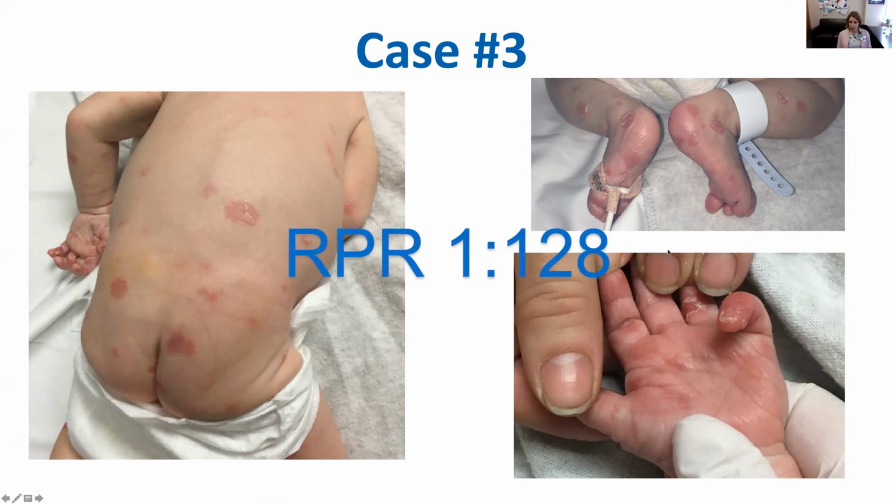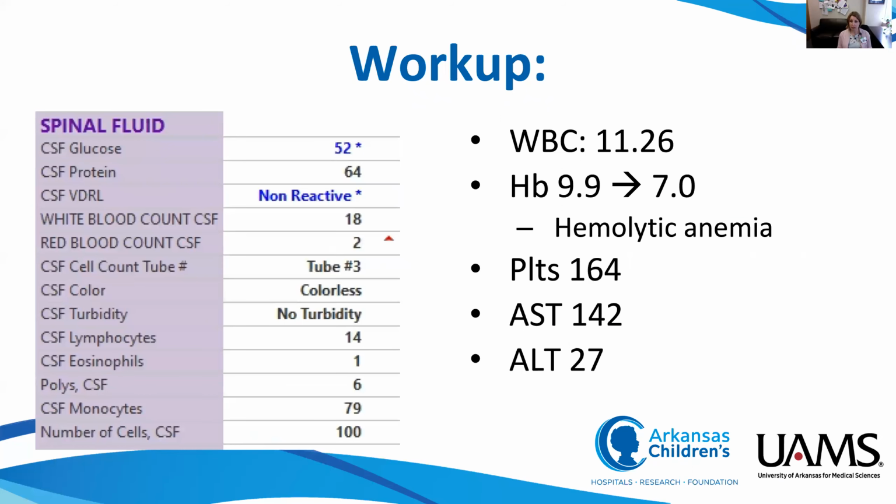And the baby's RPR was 1 to 128. And the rest of the workup, so this child had a hemolytic anemia that on admission, his hemoglobin was 9 and dropped to 7 and required several transfusions. He was slightly thrombocytopenic and had a transaminitis. And his white count in his CSF was elevated, and we didn't have another cause, so we considered him as having neurosyphilis as well.